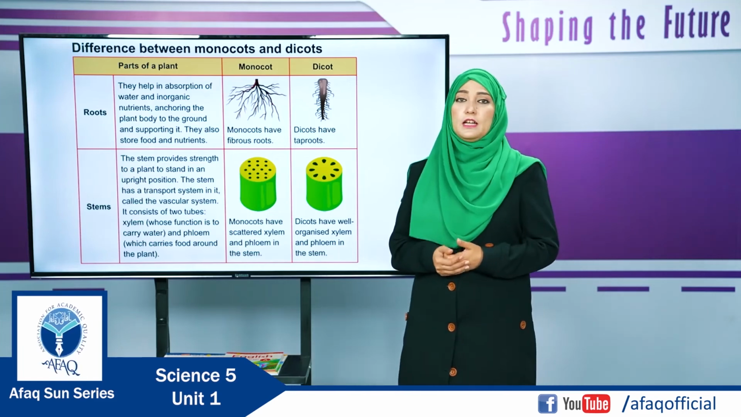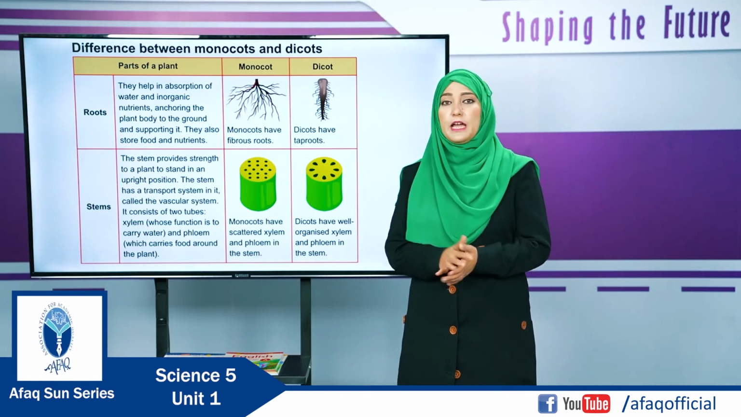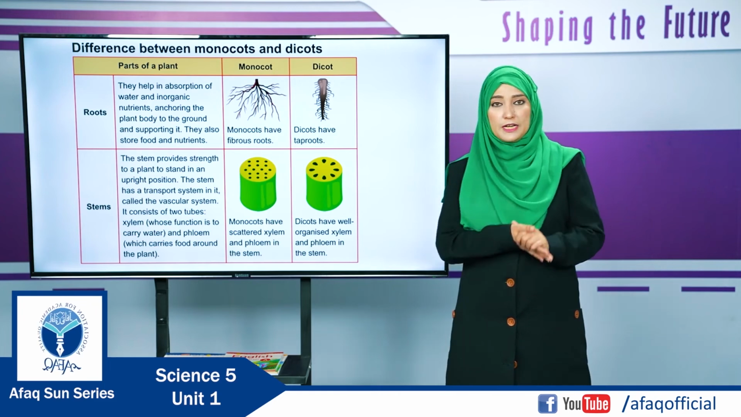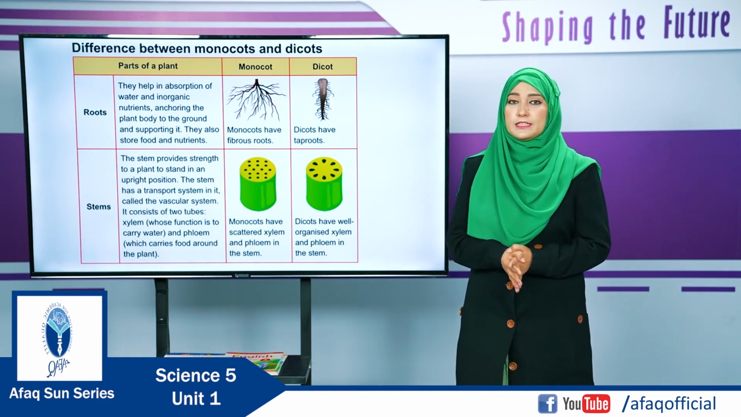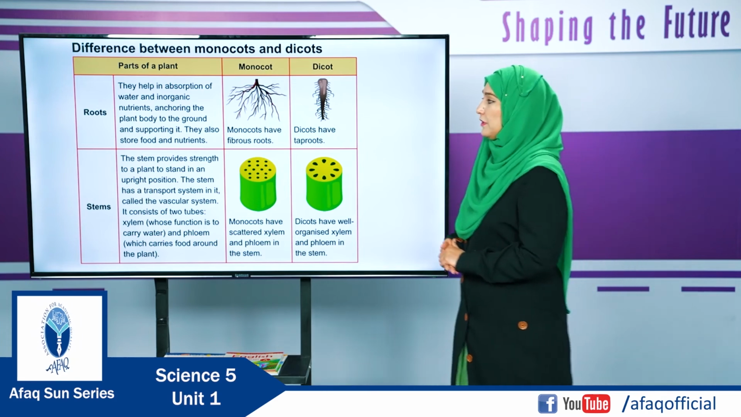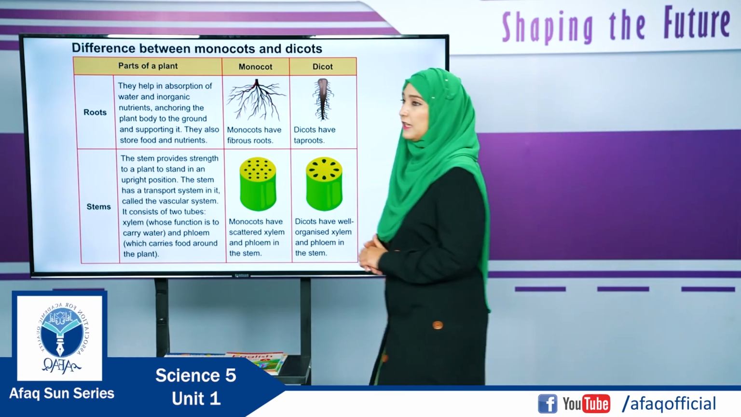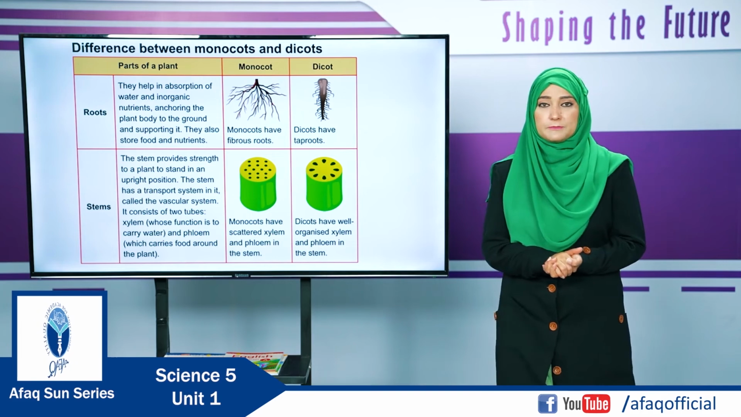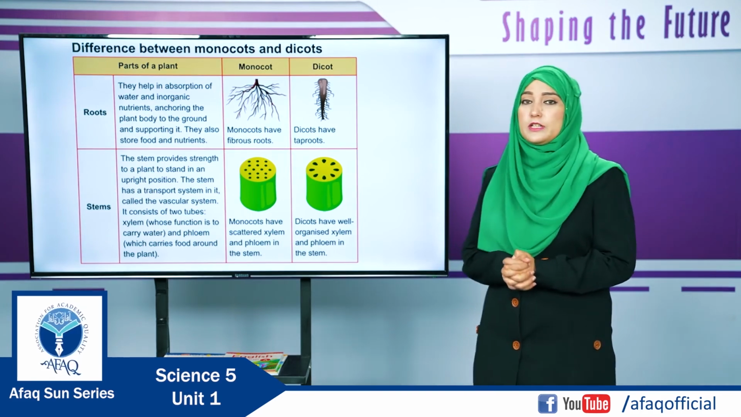Now we will see how monocots are different from dicot plants. If you look at the plant, you will find differences in the different parts of the monocot plants and dicot plants. First of all, we will see roots. Do you know what is the function of roots? Roots absorb water from the soil.